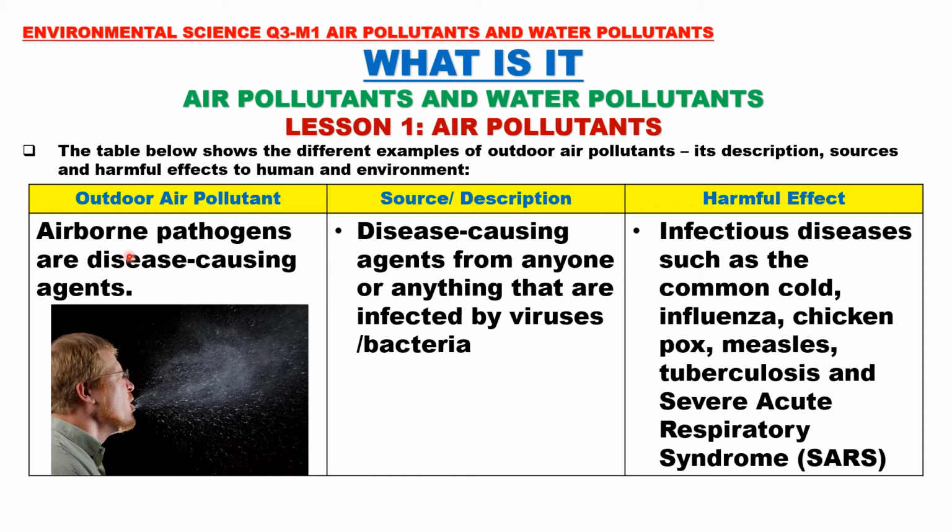Next, airborne pathogens or disease-causing agents. Source: disease-causing agents from anyone or anything that is infected by viruses or bacteria. Harmful effect: infectious diseases such as the common cold, influenza, chickenpox, measles, tuberculosis, and severe acute respiratory syndrome or SARS.